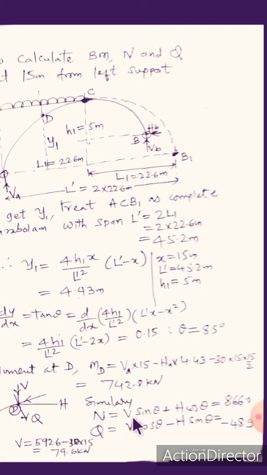Rest all is same now. Substitute all these values of V and H. One is 866, one more is minus. This will be minus 48.9 kilonewtons. In this way the entire problem is solved.